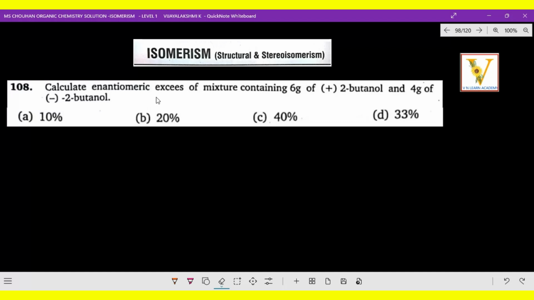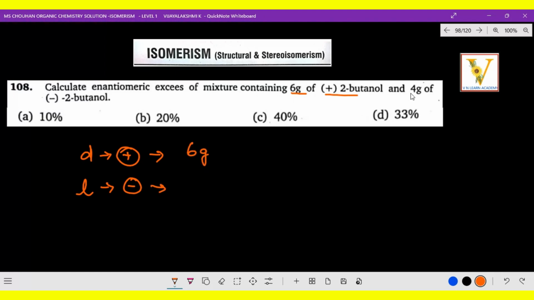Calculate the enantiomeric excess of a mixture containing 6 gram of plus 2-butanol and 4 gram of minus 2-butanol. How do we identify the percentage? Here actually D and L combined together, we are finding the enantiomeric excess. D is a plus compound, right? L is a minus compound. Here they have given 6 gram of plus 2-butanol, and 4 grams of minus 2-butanol.